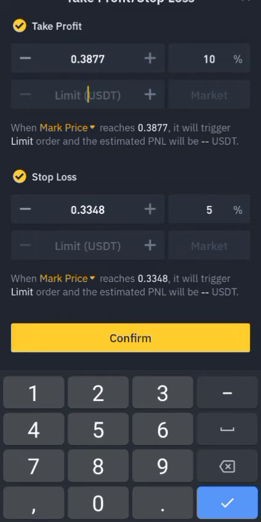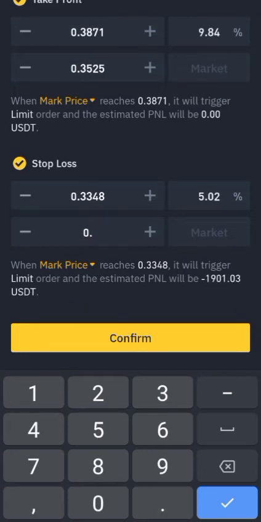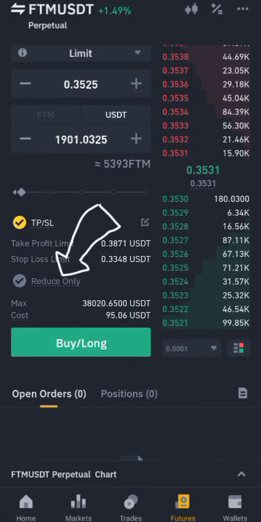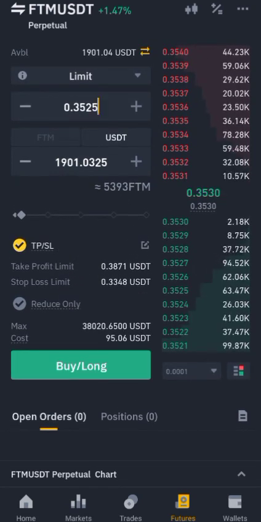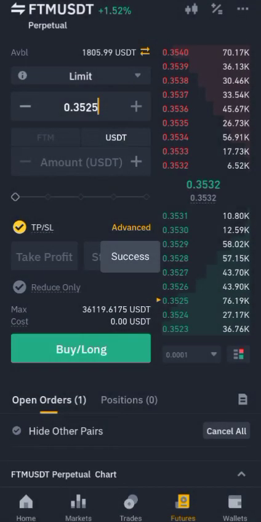Okay, it's requiring the limit price. Limit price is 0.3525, I suppose. So that same thing here, 0.3525. So I confirm. Okay, so it has set the stop loss and take profit, and I click buy, confirm order. So I've entered the position.